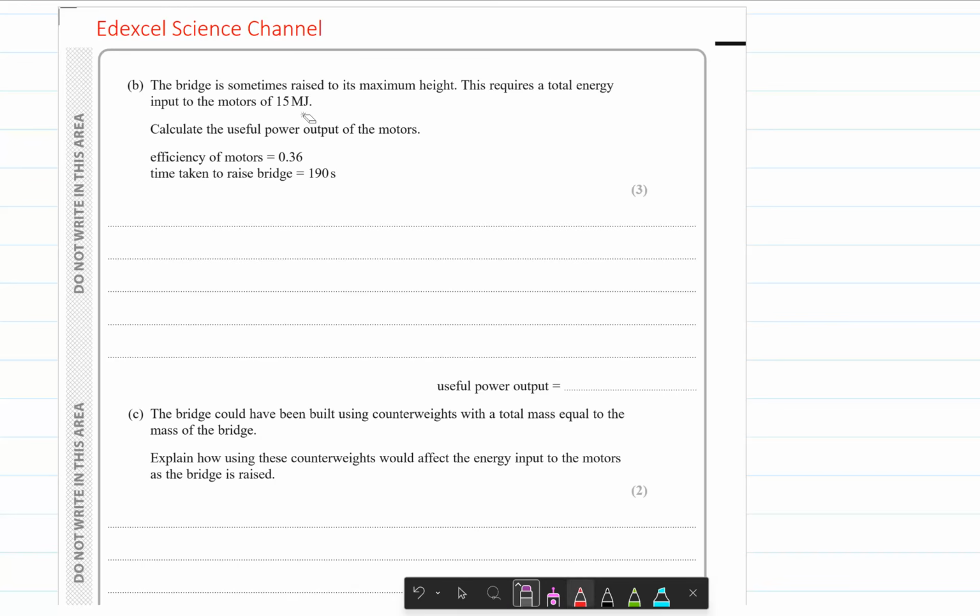But I need to find the total input power. If I have to use the formula for efficiency, then I have to find the total power input. So power input is energy over time. So 15 times 10 to the power 6 to convert it to joules, and the total time taken is 190 seconds. That should give us 78,900 watts.